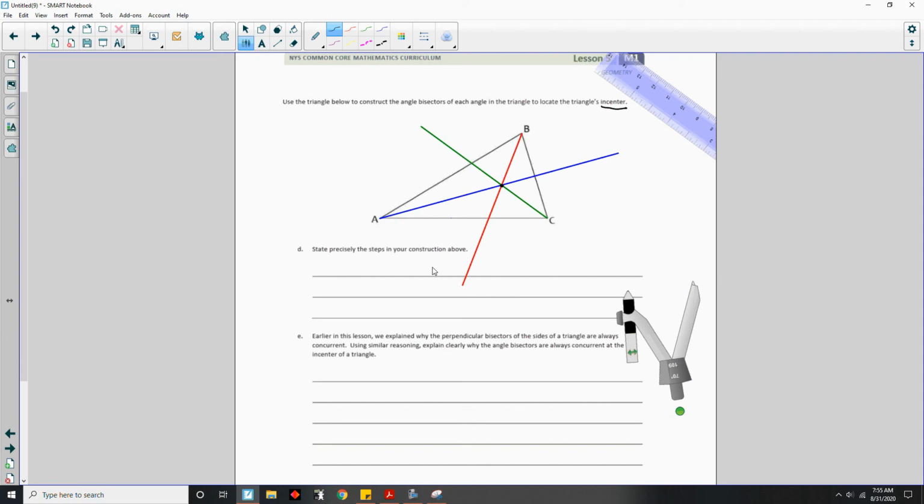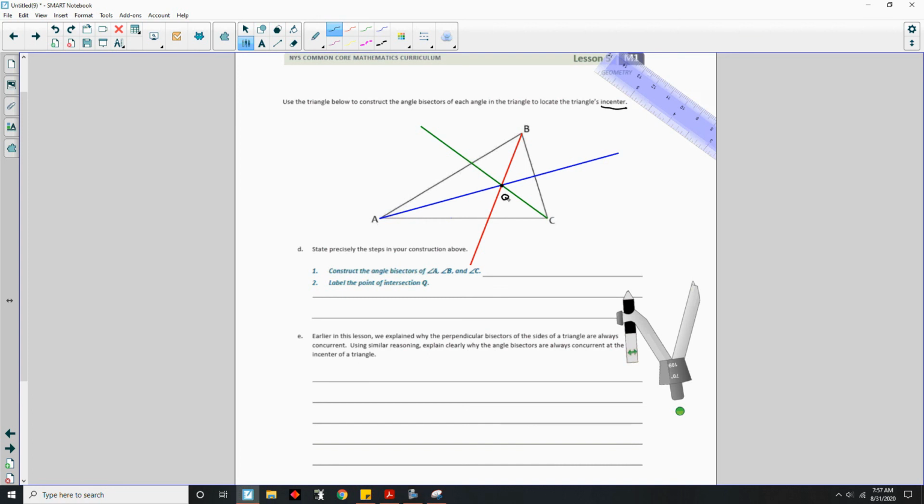Let's answer these steps now. State precisely the steps in your construction above. Okay, so we don't need to say put your compass on point A, make an arc, and so on. We've already defined how we do angle bisectors in lesson 1 or 2, I can't remember which. So all you really have to say here is construct the angle bisectors of angle A, angle B, and angle C, which we did. That's the blue, red, and green line segments. Then 2 says label the point of intersection, Q. So I have not done that, so let's do that.